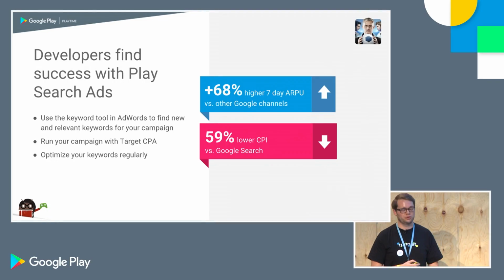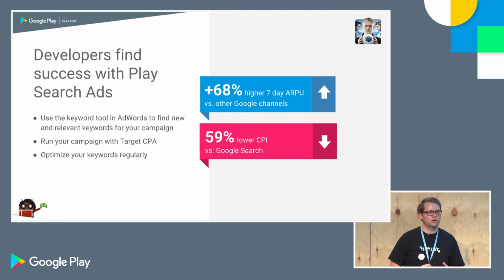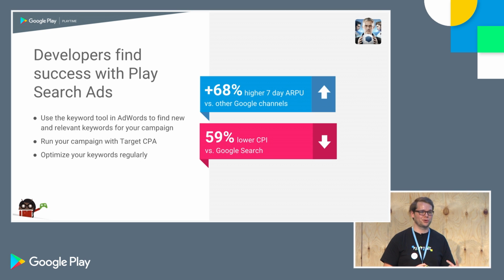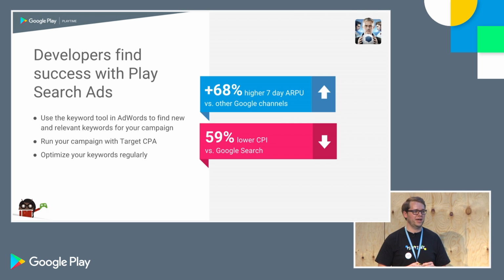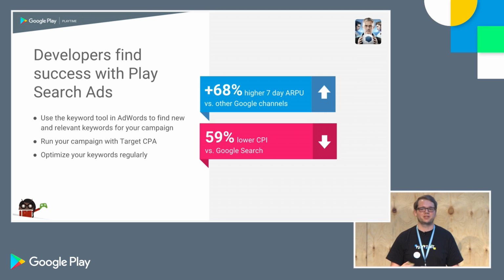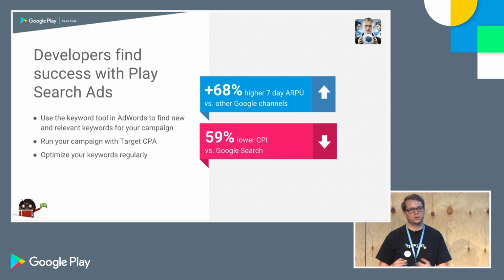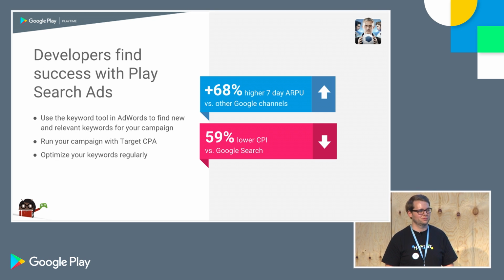Don't forget the 3 best practices. 1, use the keyword tool. 2, run target CPA campaigns and ensure that the CPA is lower than your lifetime value. And last but not least, optimize the campaigns day by day, because an advertising campaign is basically like a mobile game: it's never finished.